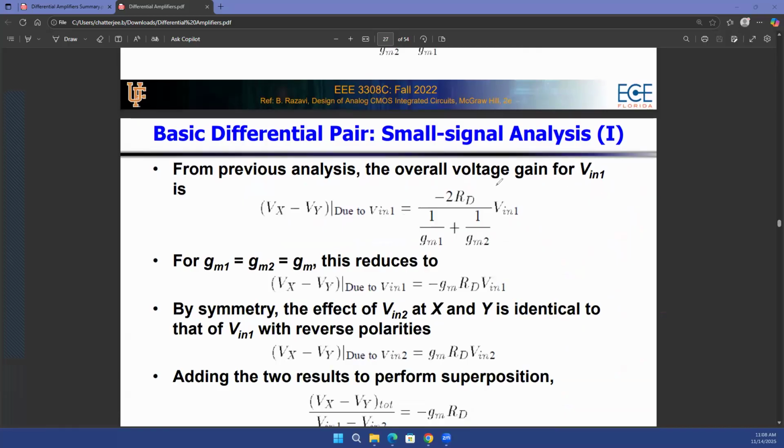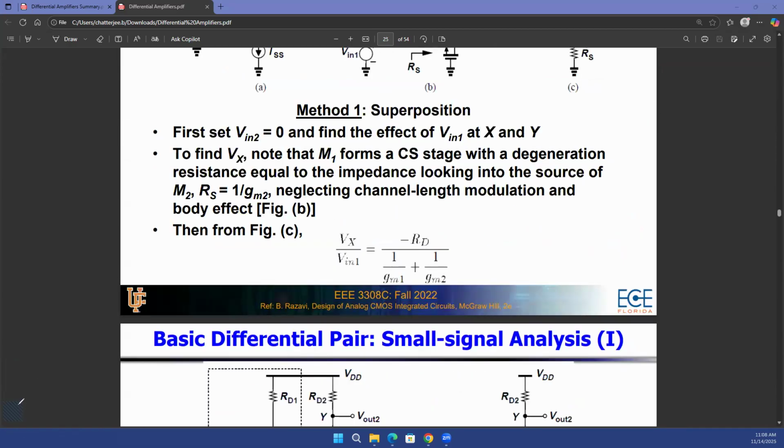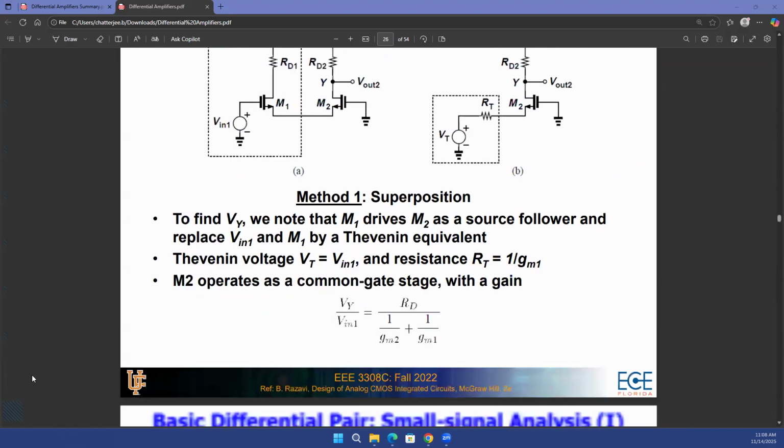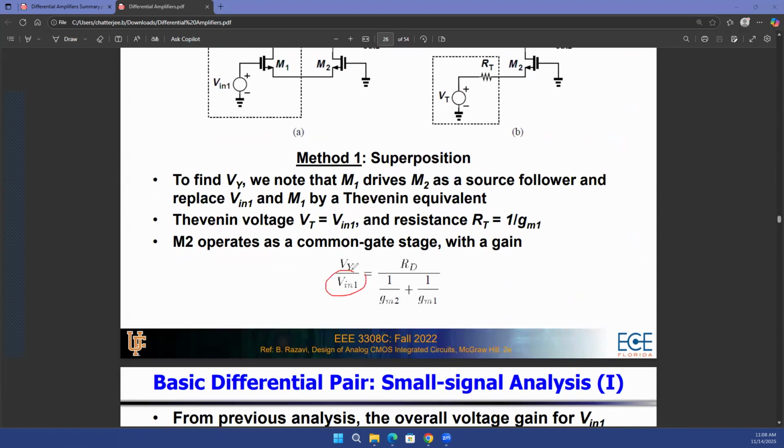Now, the overall voltage gain for V in 1 would be equal to Vx minus Vy. So you already found out what your Vx is, that you found here. My Vx is equal to V in 1 multiplied with this quantity. And then in the next slide, you found out what your Vy is going to be, and Vy is going to be V in 1 multiplied with this quantity.